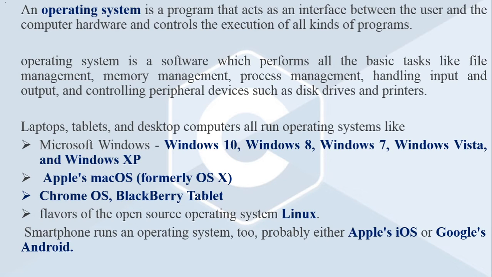This is the basic operating system that supports laptops, tablets and other desktop computers of Apple based systems. We have some other operating systems like Chrome operating system, BlackBerry tablet operating system, etc. And one more most popular operating system is Linux, and we have various flavors of the Linux operating system. They are open source operating systems. What do you mean by open source?